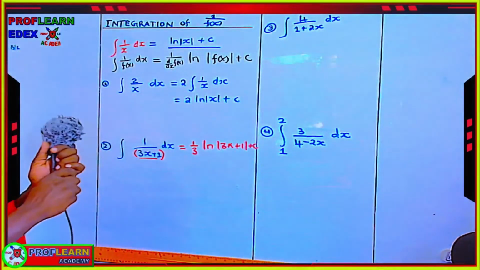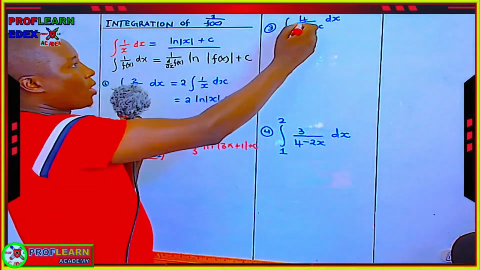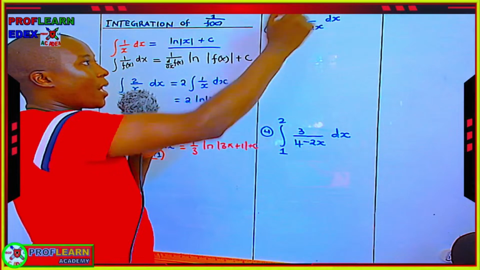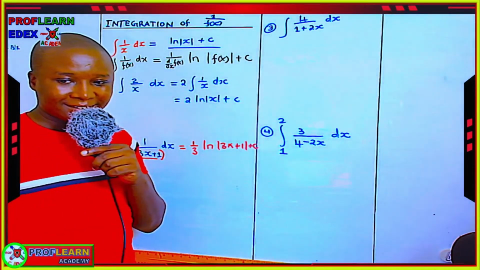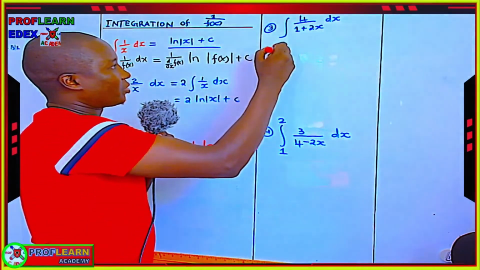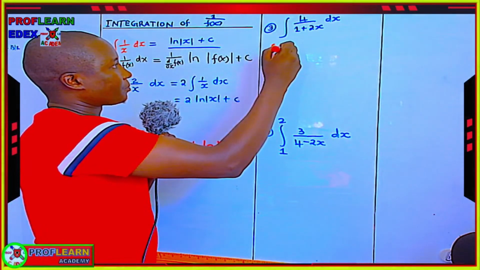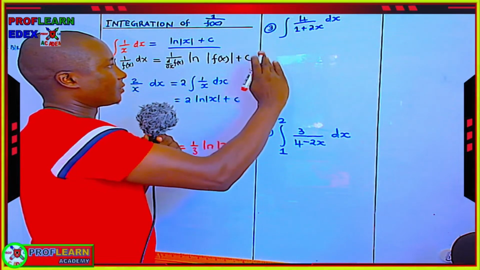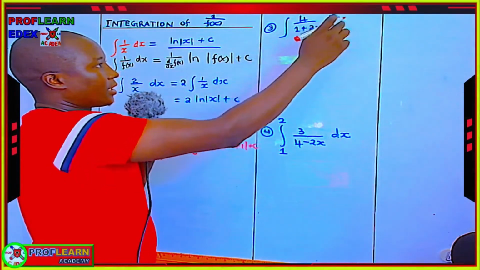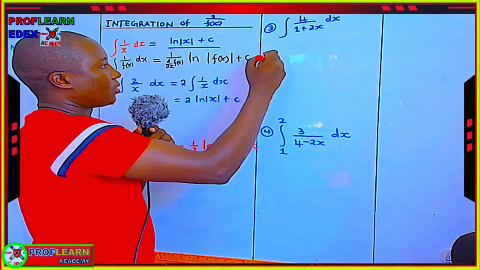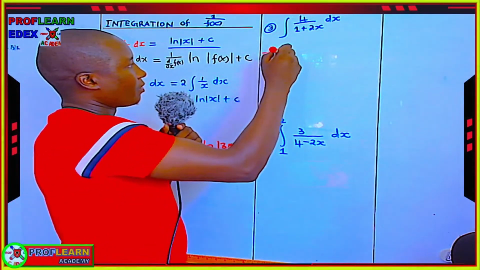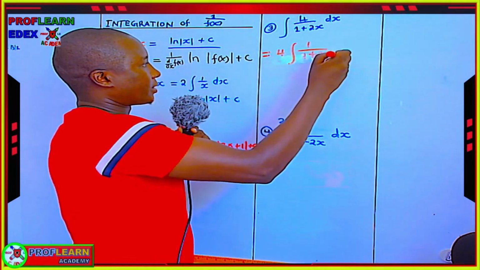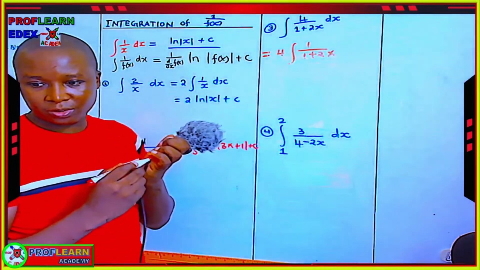The next question is for 1 over that. So meaning that this one we have to treat it first, because we want a 1 at the numerator, yes, we need to do that. So we are going to say this integral we are having here becomes what? Becomes 4 integral of 1 over 1 plus 2x. So that is the first thing that we are going to do at that point.